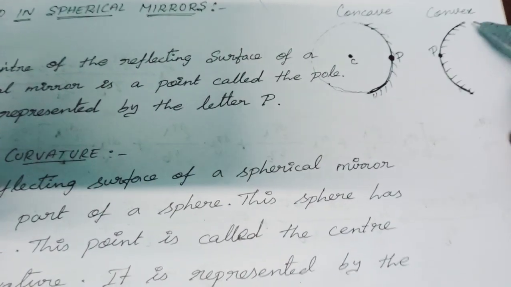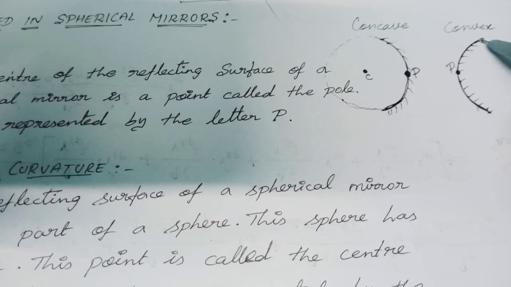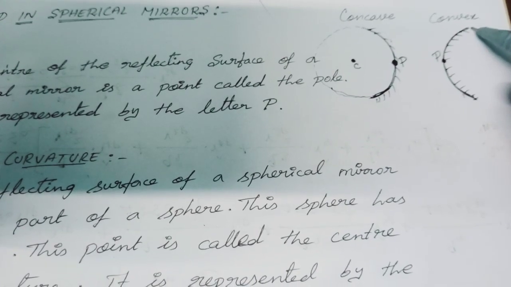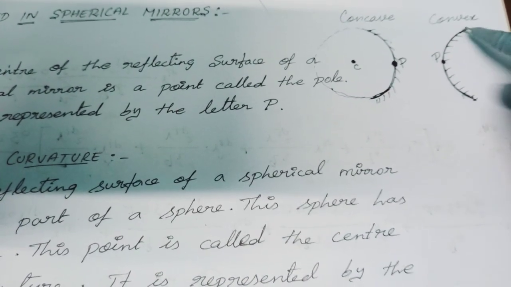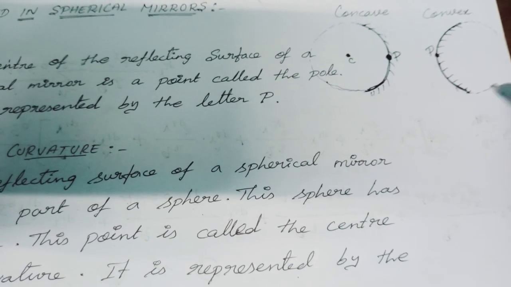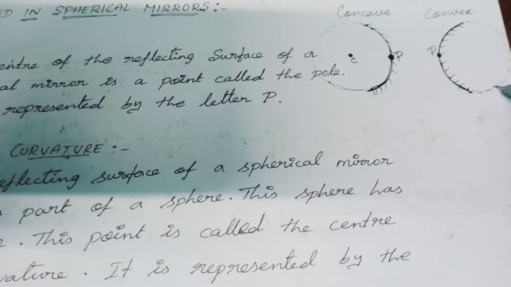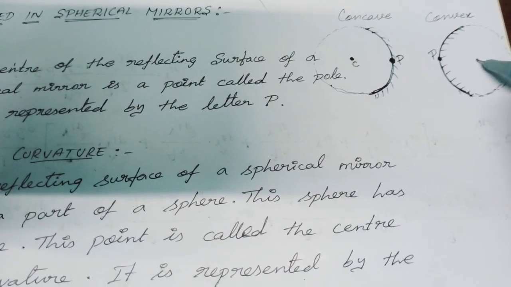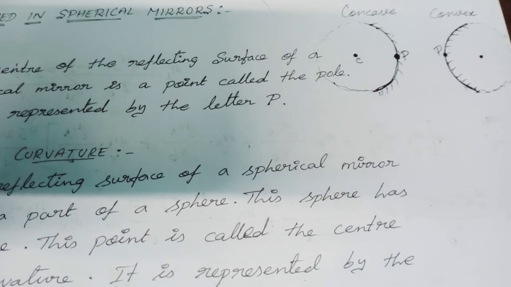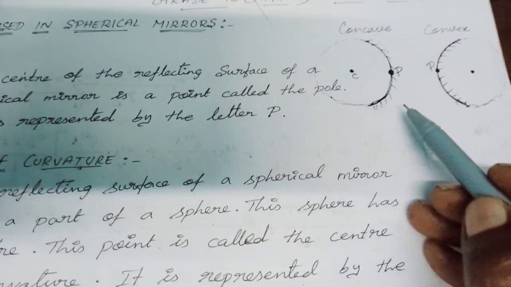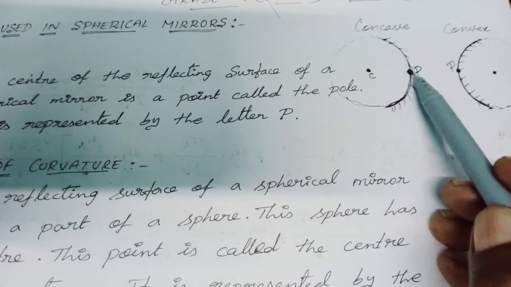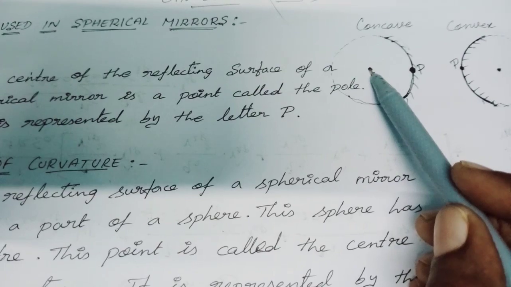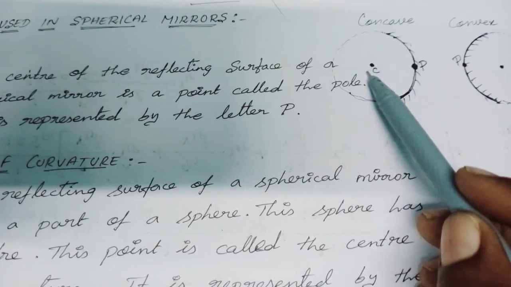Now for the convex mirror, which is also a part of a sphere. If you complete this sphere, you will get a sphere like this, and this spherical part will have a center, which is called the center of curvature. Note down the point that for the concave mirror, the center of curvature lies in front of the reflecting surface of the concave mirror.